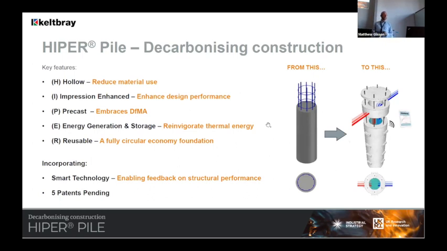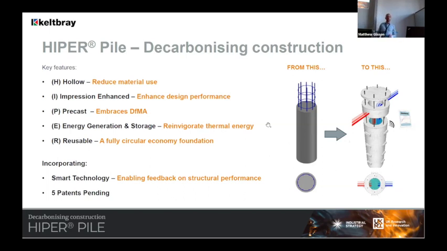The other aspect of what we've been doing essentially is our hyperpile. HYPER is an acronym, and generally stands for what it says on the screen there: hollow, impression enhanced, precast, energy generation and storage pile, and fully reusable. We spoke a lot about reducing and getting rid of waste through a hollow pile. We also spoke about factors of safety. There's a structural factor of safety, typically a set of 4 associated with piles. So we're trying to limit the wastage there and match the geotechnical capacity to the structural capacity of the pile in a much better way. So that's the reason for the hollow.